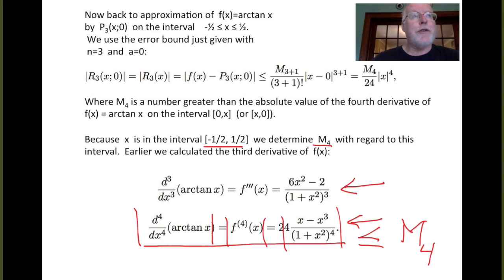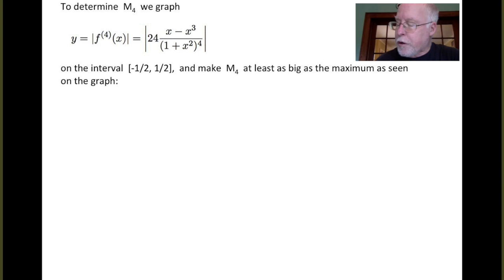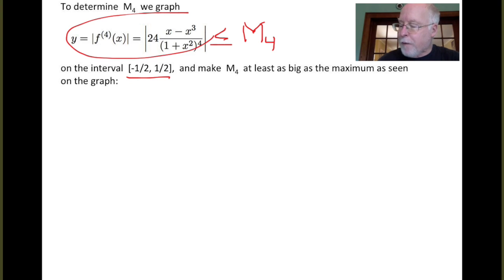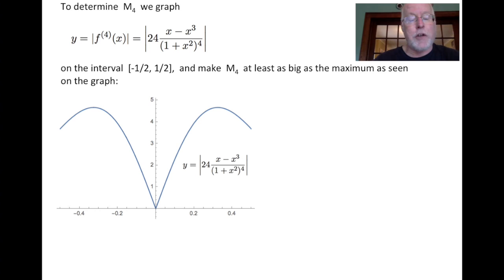What is a number bigger than that absolute value on the interval from minus 1/2 to 1/2? We saw ways to find maxima of functions back in Calc 1, and we could apply those in this case. But because we aren't concerned with the exact maximum, just something bigger, we can often do this by just looking at a graph. So once again, our goal is to determine M_4, which is any number bigger than or equal to the absolute value of the fourth derivative on the interval minus 1/2 to 1/2. One quick way to do that is simply to graph y equals the absolute value of the fourth derivative. And here's what the graph looks like.